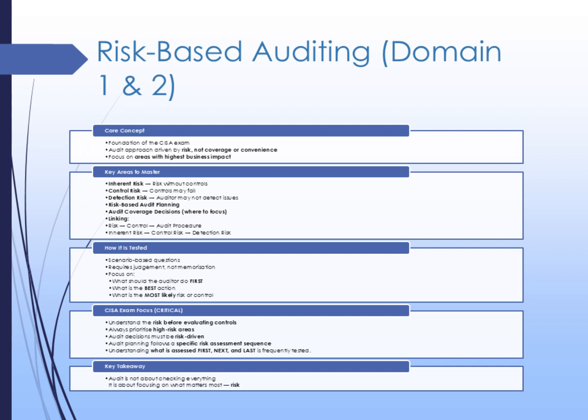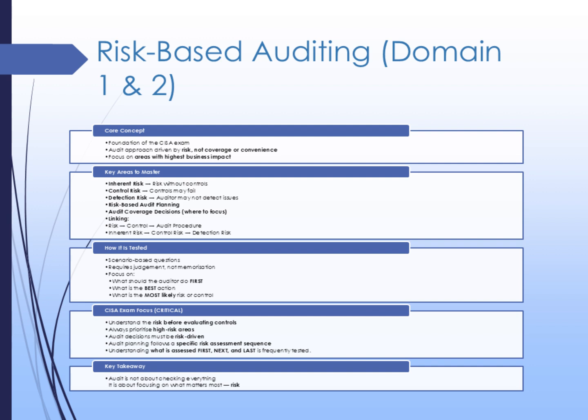Control risk refers to the possibility that existing controls may fail to prevent or detect problems. And detection risk is the risk that the auditor's procedures may fail to identify an issue that already exists. You also need to understand how these concepts connect to audit planning and audit coverage decisions. The exam frequently tests whether you can determine where audit attention should be focused based on risk and business impact.